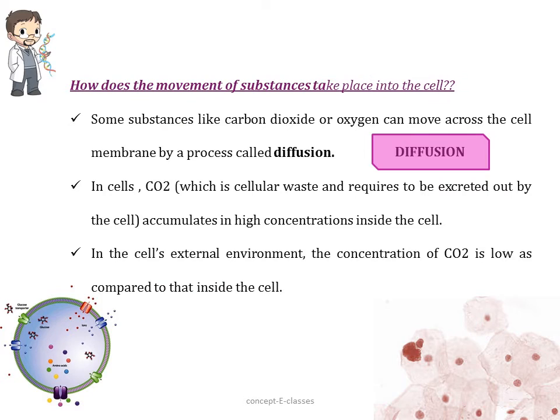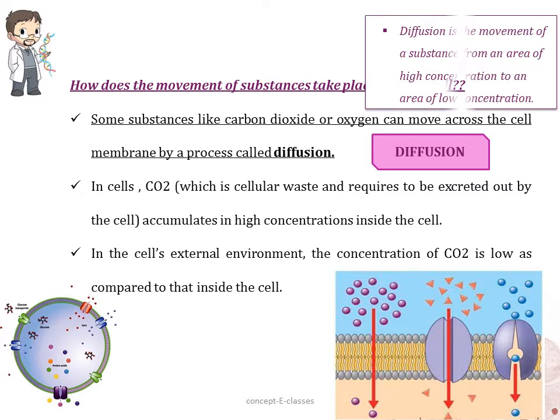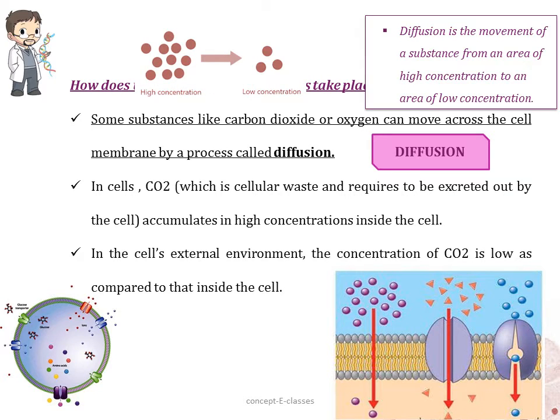So how does this movement of substances take place into the cell? We just now said that the plasma membrane allows the entry and exit of materials, right? So how does this movement take place? Let's see. Now some substances like carbon dioxide or oxygen can move across the cell membrane by the process called diffusion. Now what is diffusion? We have already studied it in class 8. Diffusion is the movement of a substance from an area of high concentration to an area of low concentration.